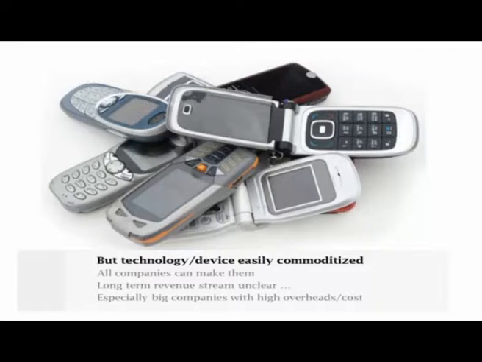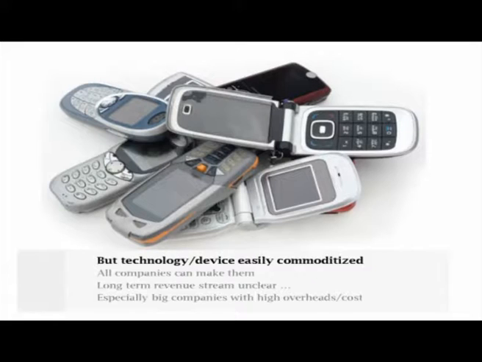Now there is one interesting thing about technology and business. You have developed a very good system, that's fine, a very good technology, but that technology so quickly becomes commoditized. So all companies can then make it, and a particular company having a lot of revenue is not possible. So the long term revenue stream becomes unclear.